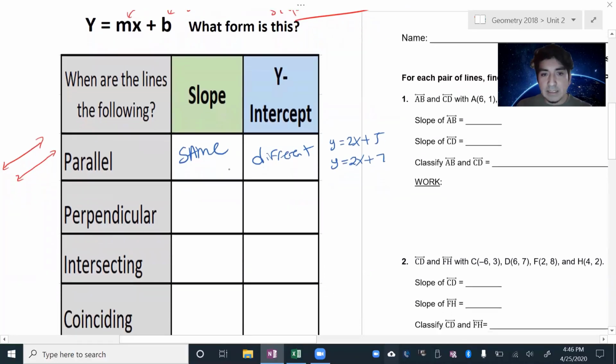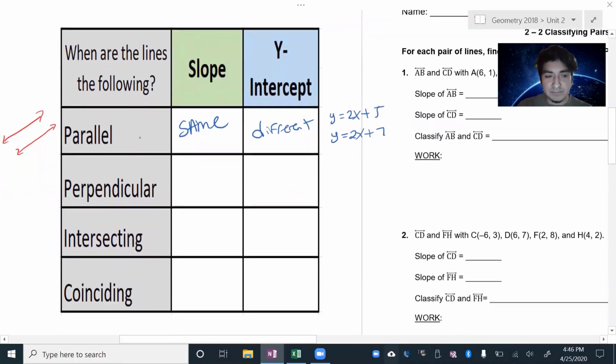Okay, now when it's perpendicular, let's change this one. When they're perpendicular, that means the lines are going to touch at some point, but they have to create a certain angle. If I have a line that goes this direction, and another line that goes this way, they create 90 degrees there. That's the angle created by the two lines, line 1 and line 2.